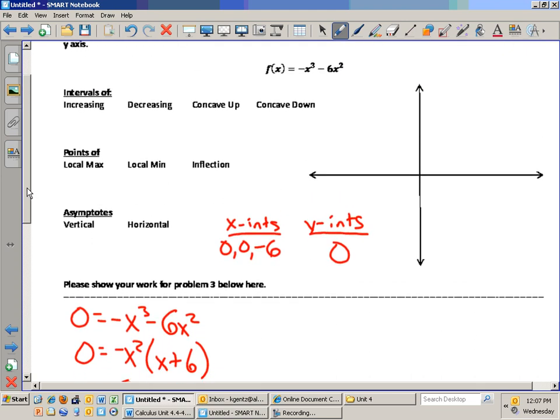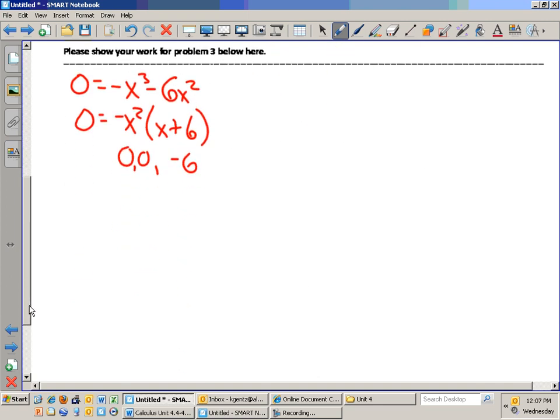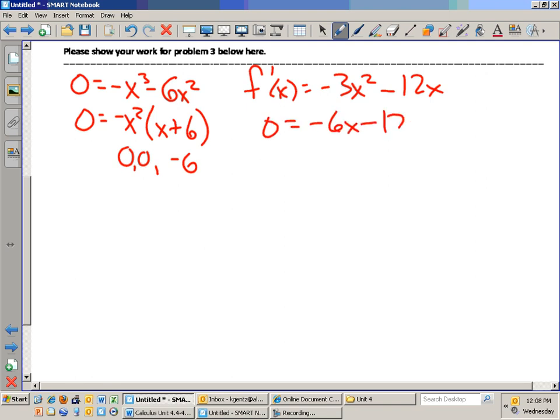Now, intervals of increasing and decreasing, what do I have to do for that? When in doubt, just derive it. So f prime of x is equal to negative 3x squared minus 12x. And I set that equal to 0 to find out when it actually changes between increasing and decreasing. 0 equals negative 6x minus 12. Whoop, I'm taking the derivative again. I'm getting carried away. Negative 3x times x plus 4.